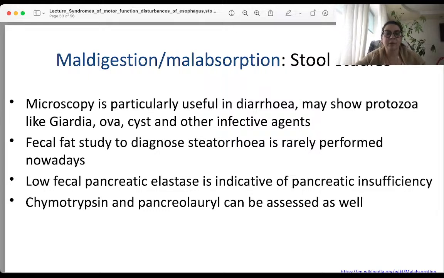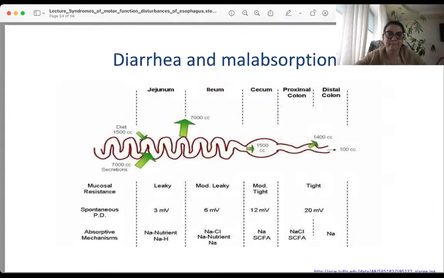Chymotrypsin and pancreolauryl can be assessed as well. And here you see schematically diarrhea and malabsorption.